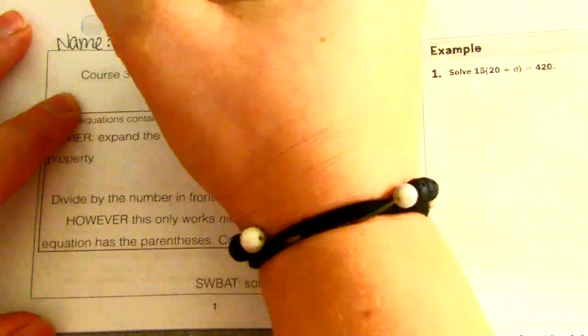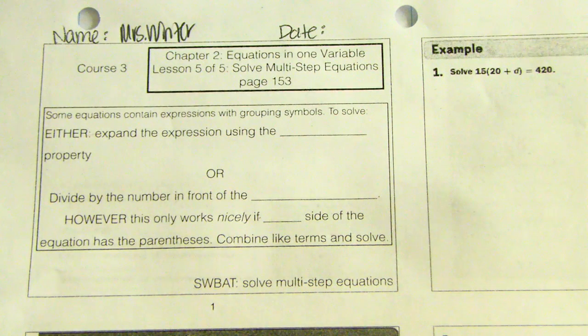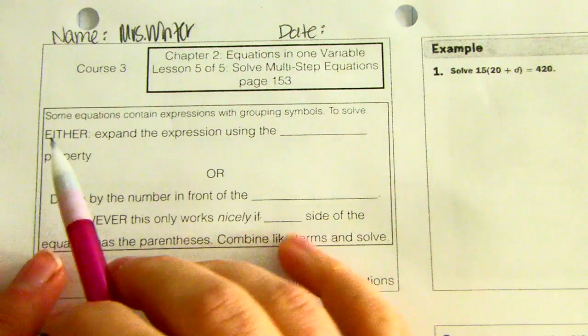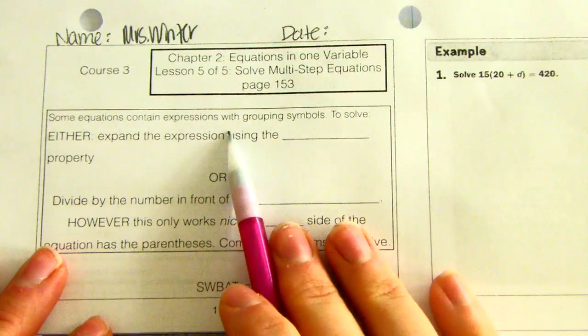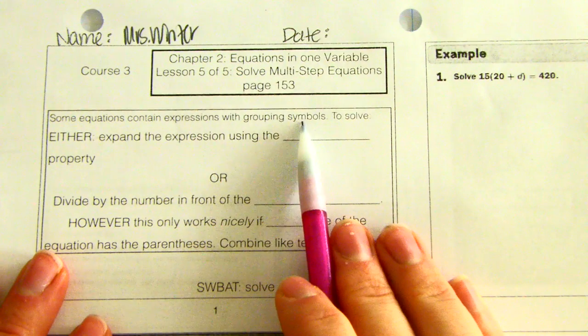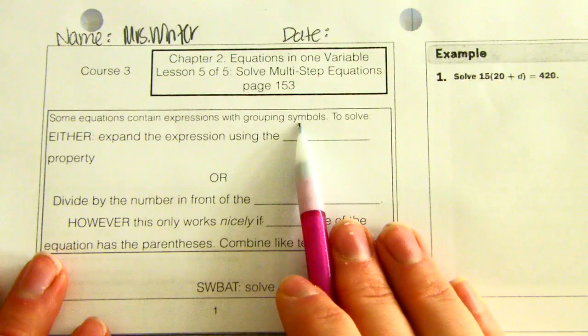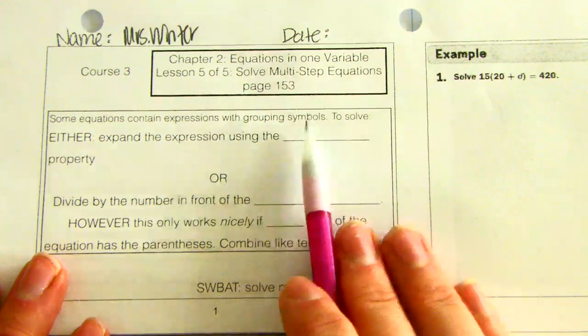So, got our name on here. Multi-step equations. So it's going to bring back those single and double step or 2-step equations, and then we'll just add a little bit more, dig a little deeper. So it says some equations contain expressions with grouping symbols. So that would be something like a fraction, or with numerator and denominator, or with parentheses or brackets.